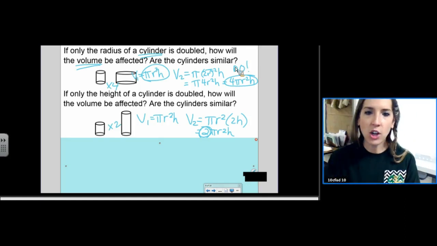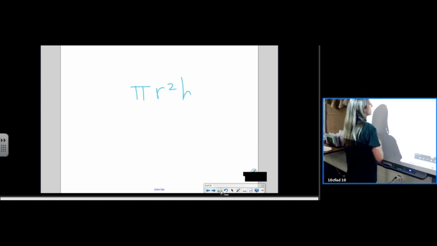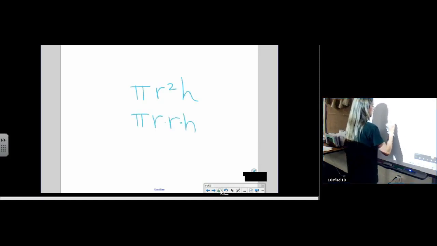Why did I affect the volume more in the first one than the second? Because circles are complicated. So the formula for volume looks like this. That's really like saying this.